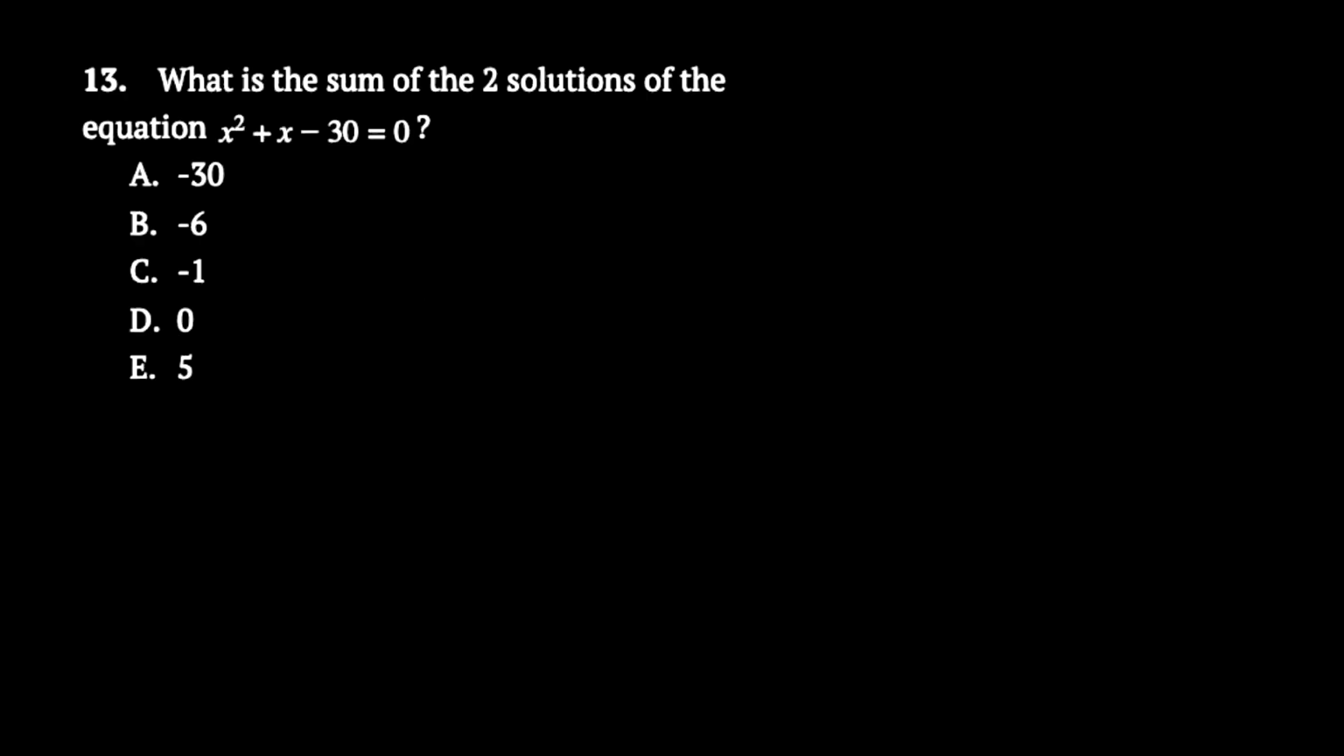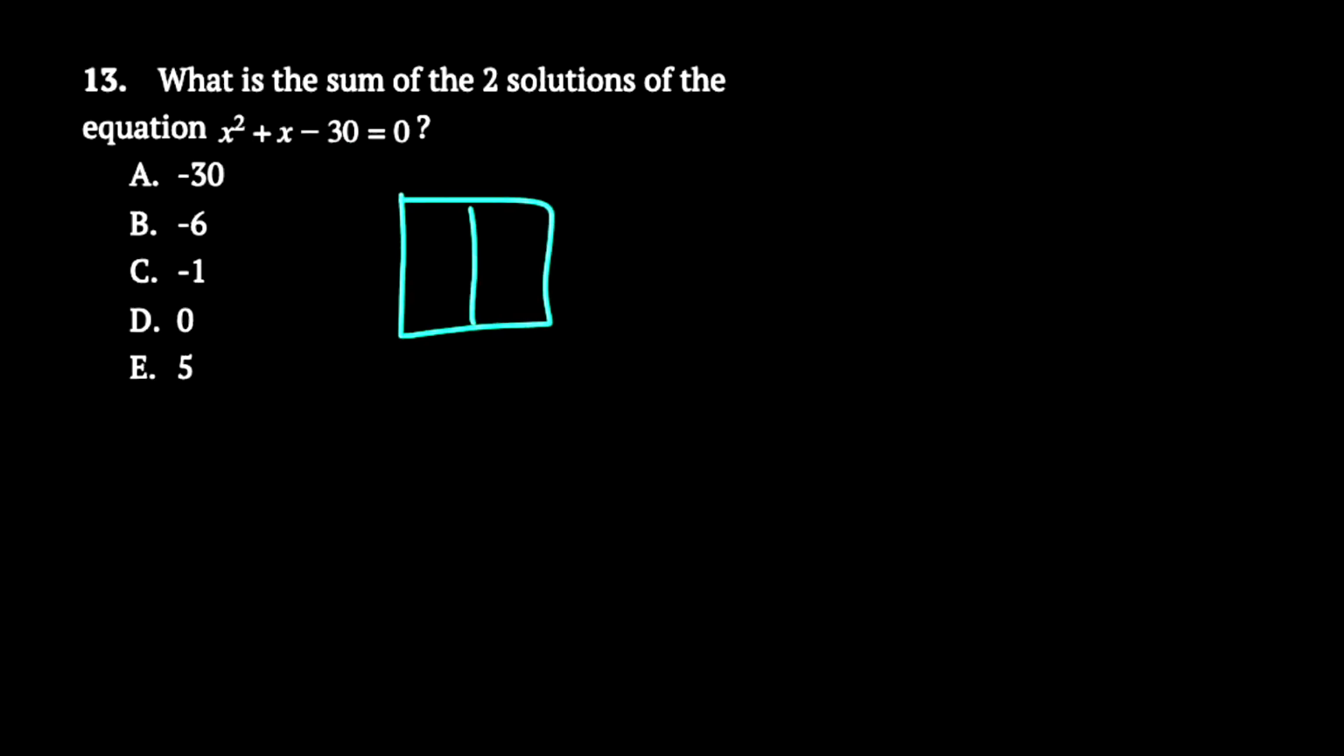All right, number 13 says, what is the sum of the two solutions of the equation x squared plus x minus 30 equals 0? So here's a quadratic that we have to solve. And the first thing I want to try for this problem is factoring. If I see a problem that looks kind of simple like this, I always want to try factoring first because if that works, it's usually pretty easy.